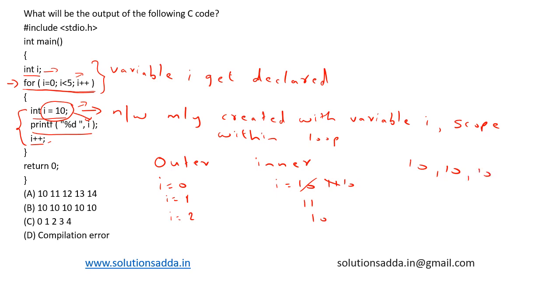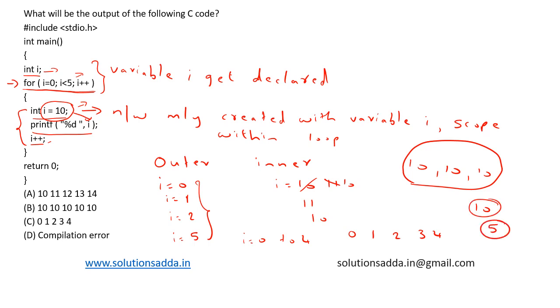This follows. So until I equal to 5, this outer loop condition fails. 10 gets printed. So how many times does 10 get printed? The outer loop's value is from I equal to 0 to 4. So we have 0, 1, 2, 3, 4. So 10 gets printed 5 times. So we have 1, 2, 3, 4, 5. 10 gets printed 5 times. So the correct option is option B. Option B is the right answer.